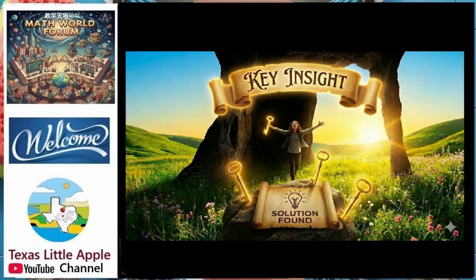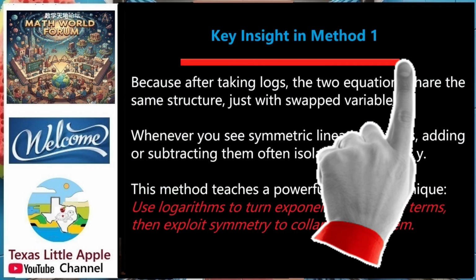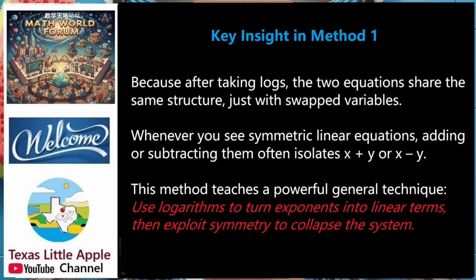Why do both methods work so well for solving this problem? What are the key insights behind them? For the first method, after taking logarithms, the two equations share the same structure, just with the variables swapped. Whenever you see symmetric linear equations, adding or subtracting them often isolates x plus y or x minus y. This method demonstrates a powerful general technique. Use logarithms to turn exponents into linear terms, then exploit symmetry to collapse the system.